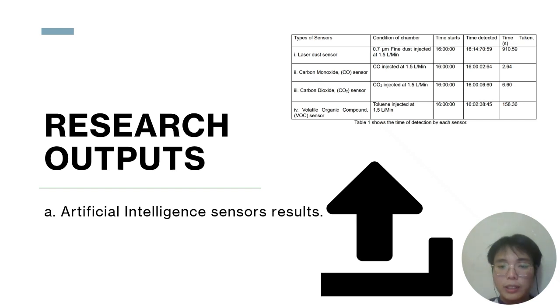So the fourth is the VOC sensor, and the volatile organic compound injected in this chamber is toluene. Toluene is a very dangerous organic compound as it can cause nausea in mines, as mining sometimes can take place underground where the oxygen level is affected. Toluene sometimes can appear inside the mines, so that's why toluene is injected in this experiment. To detect the toluene, the sensor takes 158 seconds.